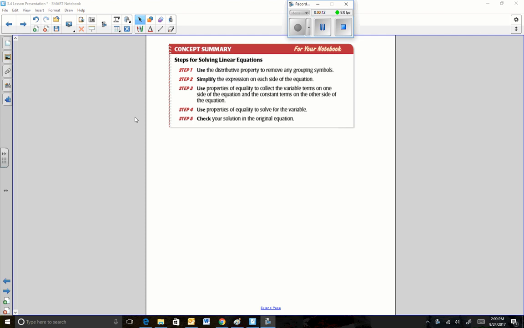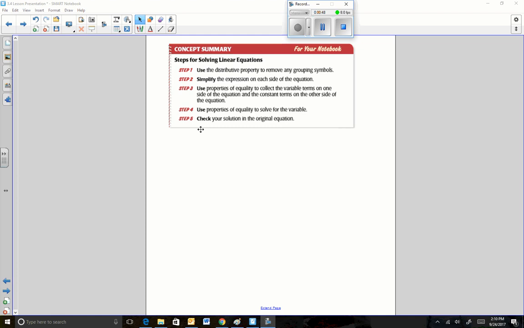In step one, make sure that if you have parentheses, you use the distributive property to remove any grouping symbols. Then you look for simplifying the expression on each side of the equation. That's that idea of combining like terms. Step 3, use properties of equality to collect variables on one side of the equation and constants, which are numbers, on the other side. Step 4, make sure that you use properties of equality to solve for the variable. In other words, use the inverse of each operation to get the variables moved to one side and the numbers moved to the other. And then, of course, you can check your solution.